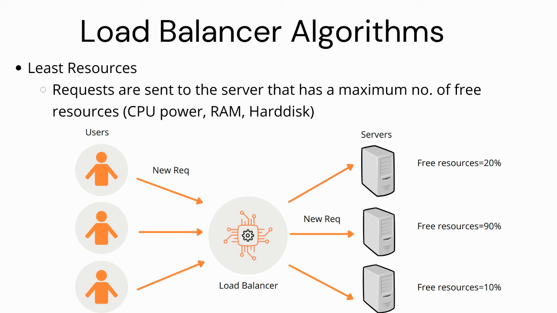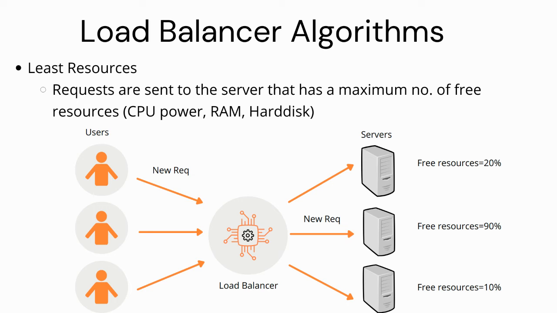In this example, you can see server 1 has only 20% of resources utilized, server 2 has 90% of resources utilized, and server 3 has 10% of resources unutilized. So, in this scenario, clearly, server 2 has the maximum number of free resources and hence this incoming request is sent to server 2. I repeat, server 1 has 20% resources that are not utilized, server 2 has 90% resources that are not utilized, server 3 has 10% resources that are not utilized. Hence, in this case, server 2 is the server that has the most resources available. So the incoming request will go to server 2.